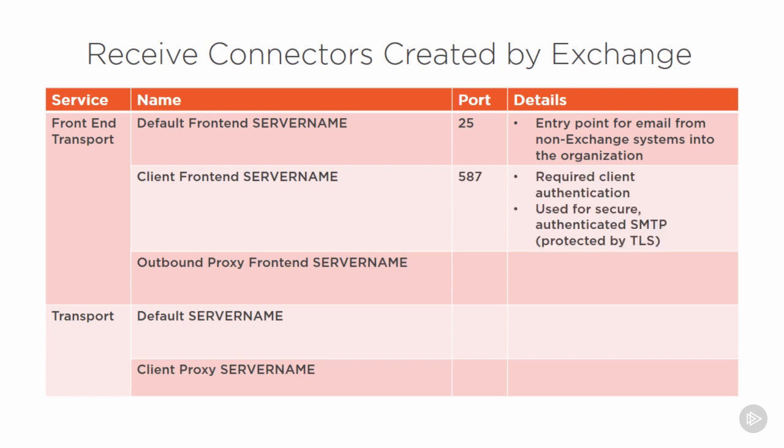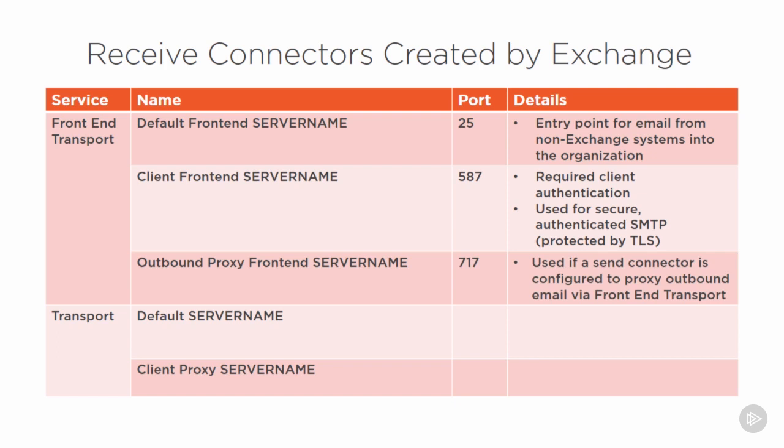The client front-end connector listens on port 587. This connector requires client authentication, and it's typically used for secure authenticated SMTP, so that is protected by transport layer security, and that's typically used by any authenticated clients, and a good example of that is POP and IMAP clients.